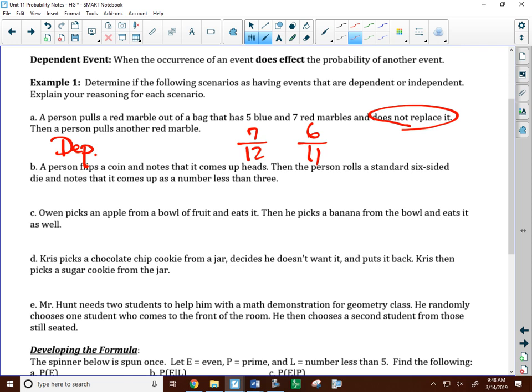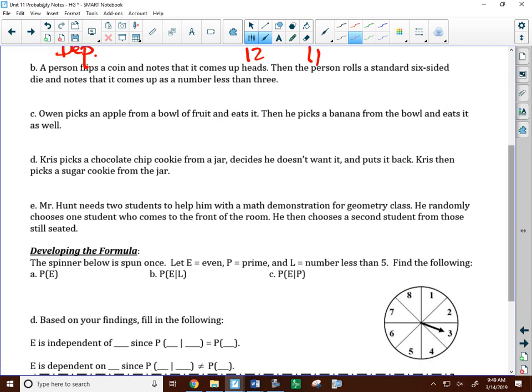Try B through E. Let's take 1 minute, try B through E. So next one, a person flips a coin, it's heads, the person rolls a die, and notes that it's a number less than 3. So just tell me, independent, dependent? Independent. Flipping the coin didn't affect rolling the die. Owen picks an apple from a bowl of fruit and eats it. He then picks a banana from the bowl and eats it as well.